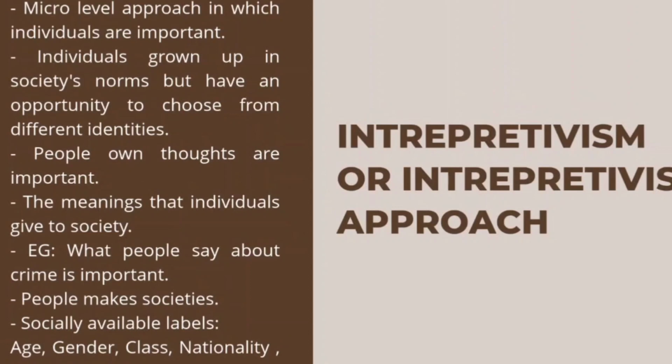People's own thoughts are important. Over here, what people think and what people feel is very important. The meanings that individuals give to society are also important. For example, what people say about crime is important. What people think and what people interpret about different things is very important.